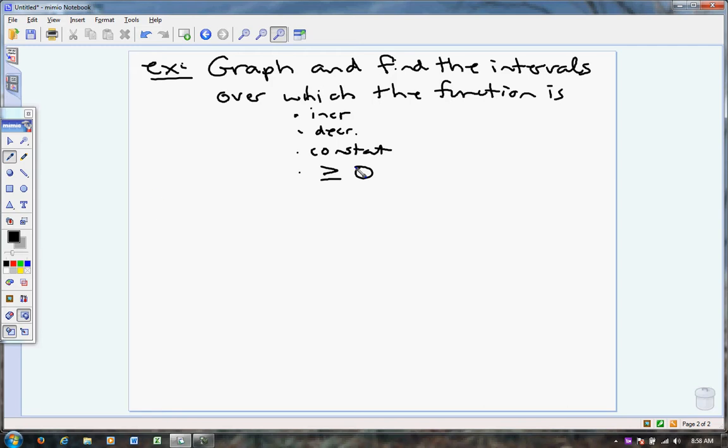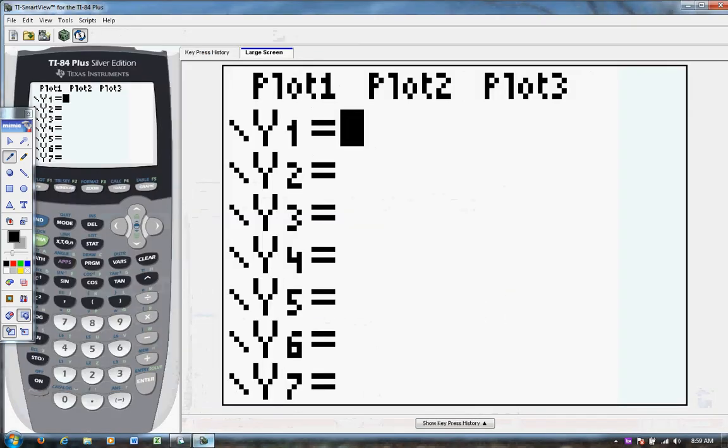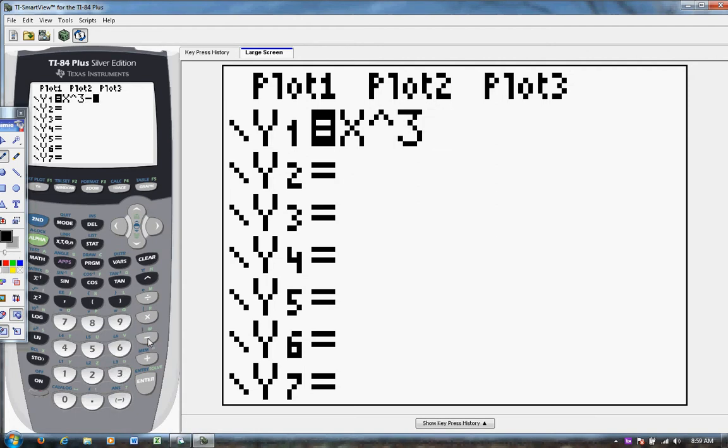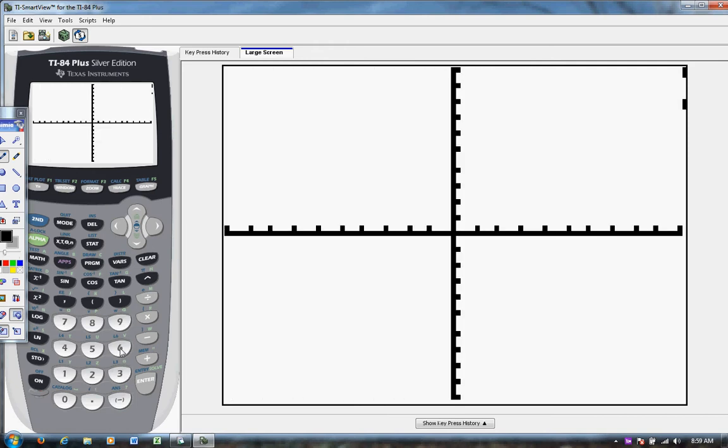So let's use this function. F of x equals x cubed minus 3x. All right, there's our function. So let's go to the graphing calculator and get a general idea of what this function looks like. It is x caret cubed minus 3x. There's my function. We get it entered into our y1 screen first. And now I just want to go to the Zoom standard screen just to kind of get an idea of what this function might look like.